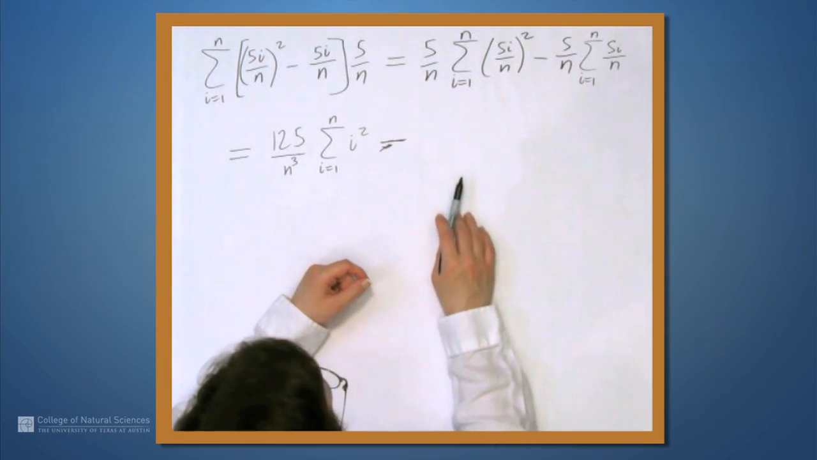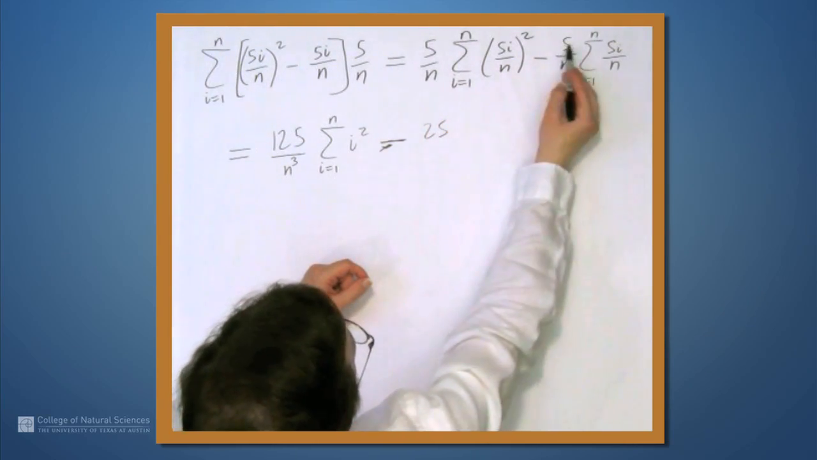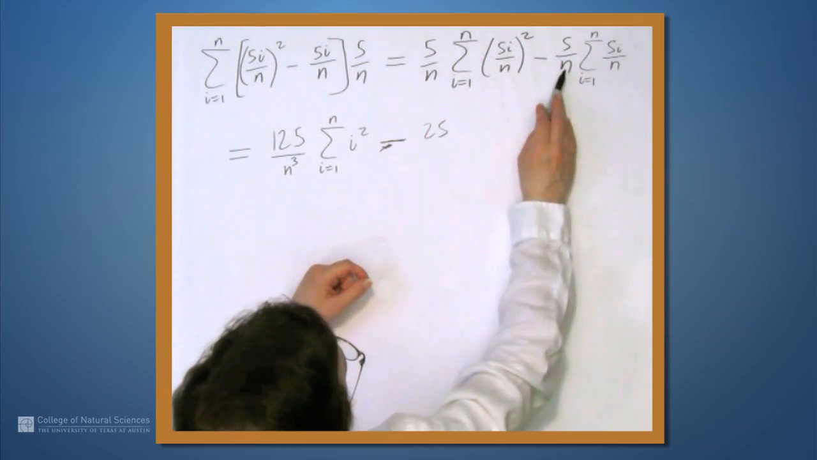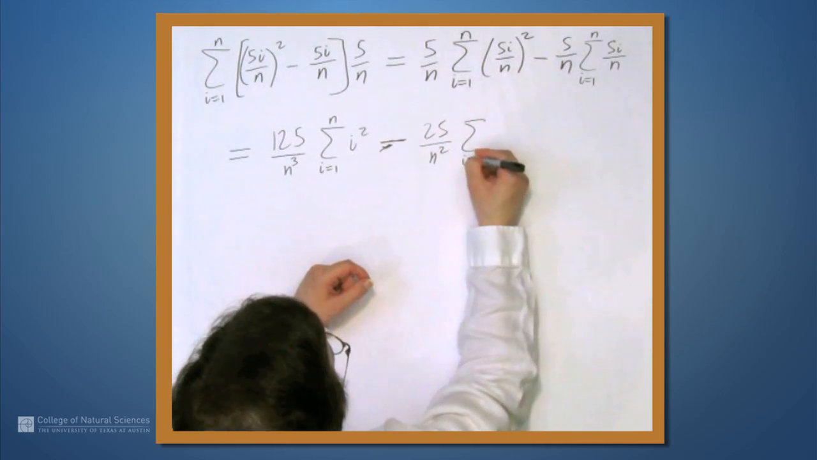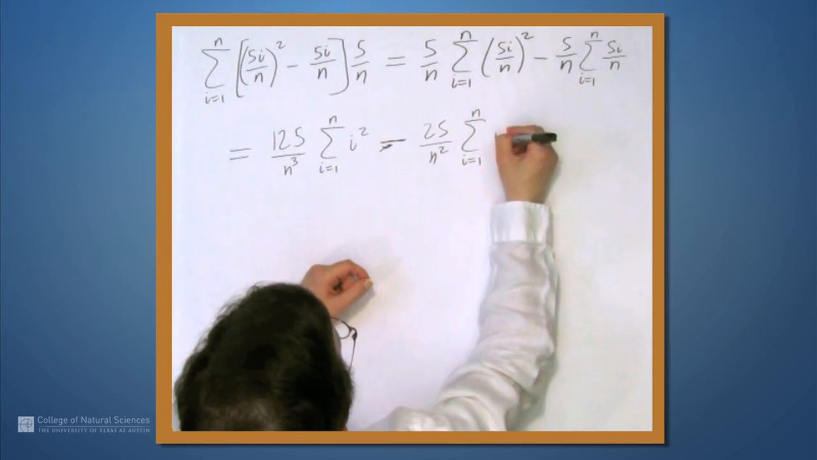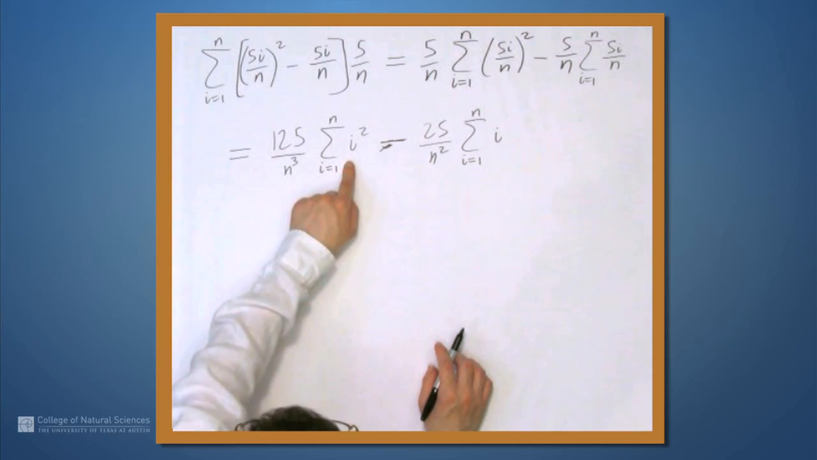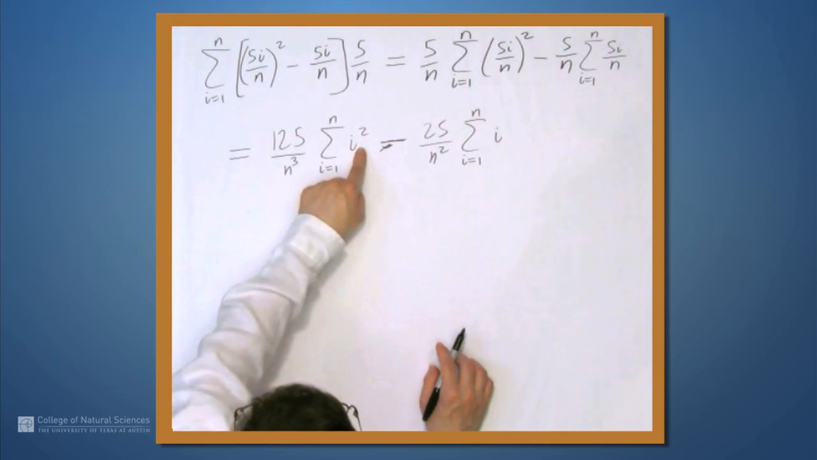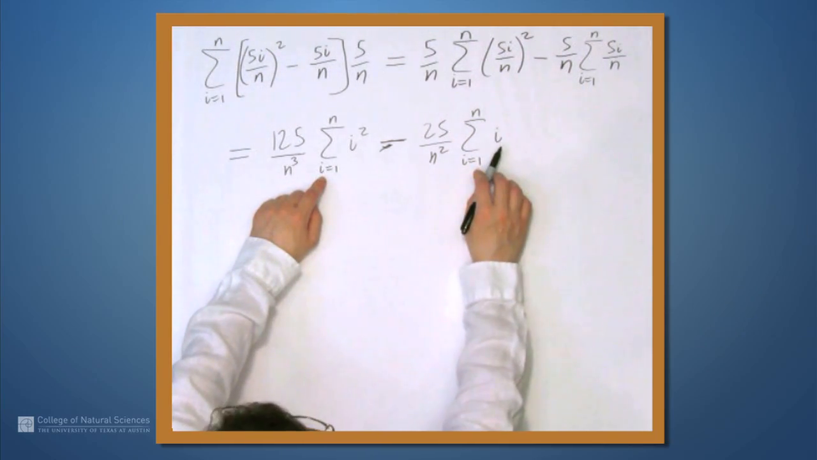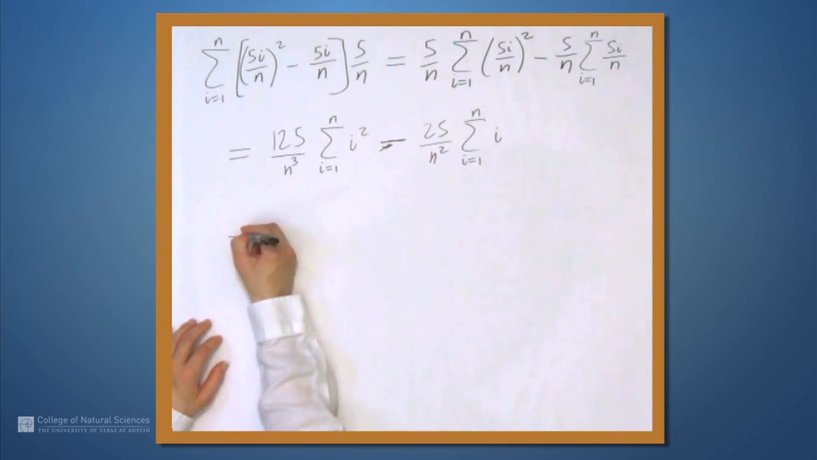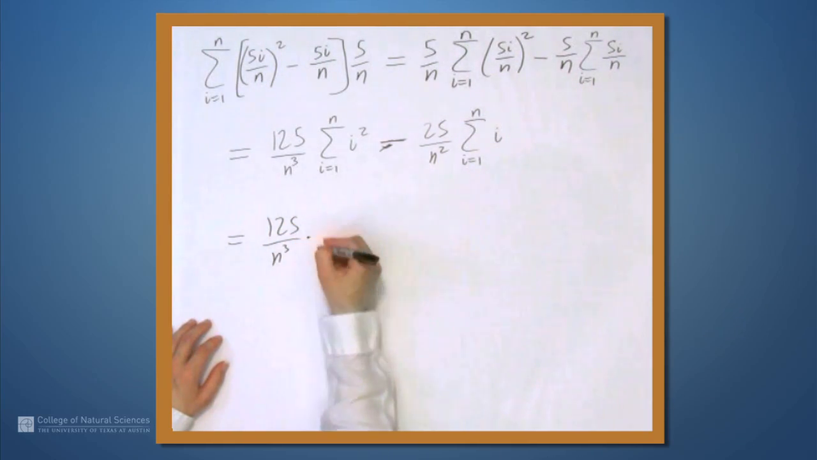It's the same kind of thing going on here. So when we pull this 5 out, we get 25, 5 times 5. And when we pull this n out, we get an n squared. So 25 over n squared times the sum from i equals 1 to n of i. Now we have these nice formulas that tell us how to write the sum from i equals 1 to n of i squared without a summation. We have another one that tells us how to do it when it's just i. So this is 125 over n cubed times the formula.